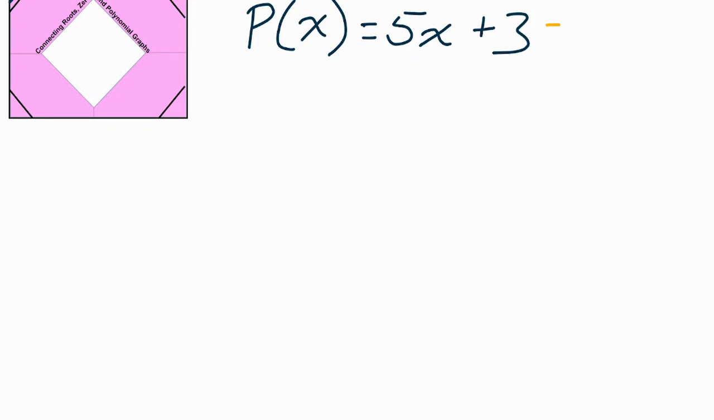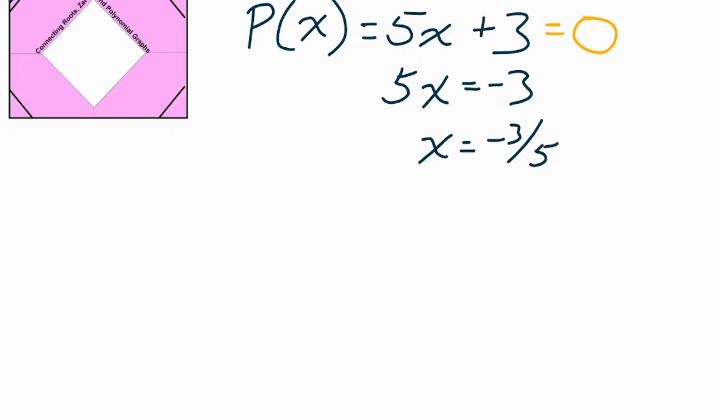Now, the zeros are when you set the equation equal to 0. You know, like solve the equation. Subtract 3 from both sides. Divide both sides by 5. That was pretty easy to do, but we call negative 3/5 the zero of the function.